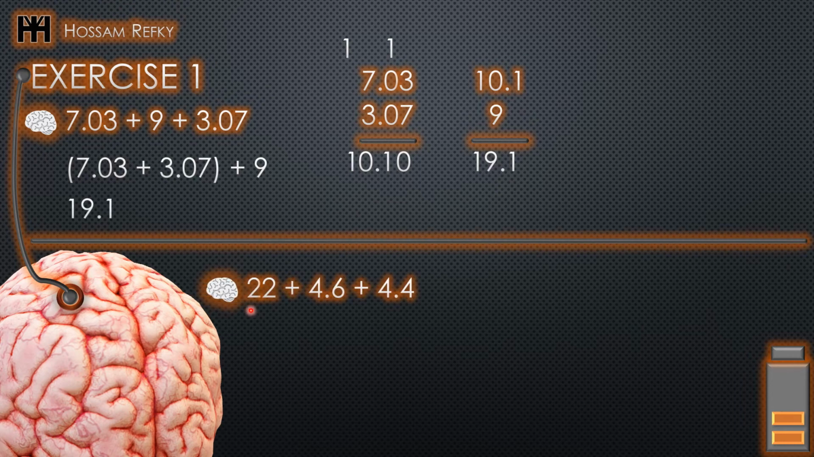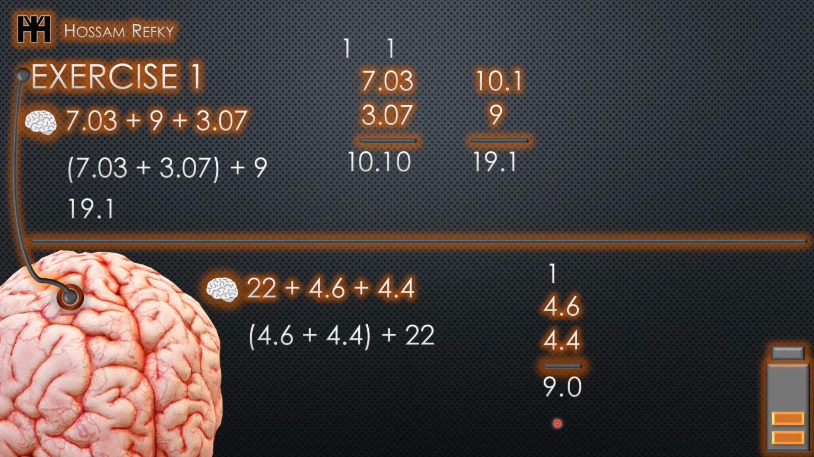Okay, we have 22 plus 4.6 plus 4.4. Of course, I prefer to take the 4.6 and 4.4 first together. 4.6 and 4.4. So 6 and 4 will be 10. So we'll have 0 here, and then 1 goes here. 1 plus 4 is 9. Okay, so you have 9 plus 22. 2 plus 9 is 11. So 1 will be here, and the other one will go here. 1 plus 2 is 3. So it's 31.